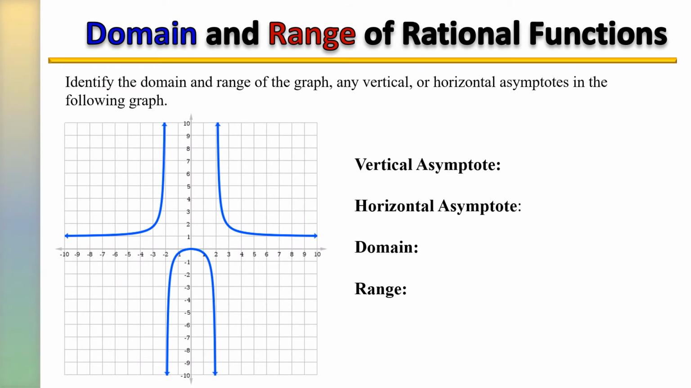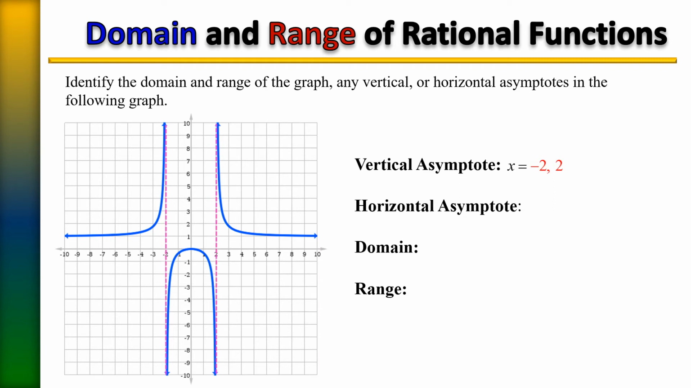In this example, we're asked to identify the domain and range of the graph, and any vertical or horizontal asymptotes. So let's start out with the vertical asymptotes. Where do you see the vertical asymptotes here? If you said -2 and +2, that is correct. How about the horizontal asymptote, where the graph gets really close to but does not cross? Yes, it is at y equals 1 where your horizontal asymptote is.